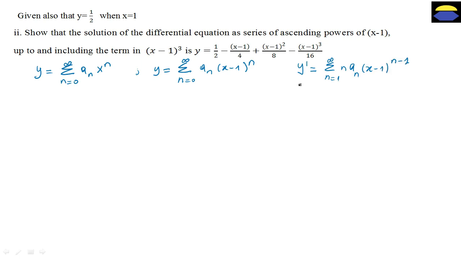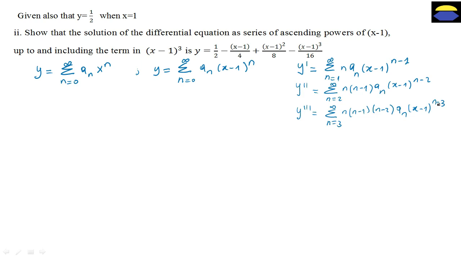So you agree with me that the second derivative is just going to be starting from 2 to infinity, and I'll bring down the n minus 1, a sub n (x minus 1) to the power n minus 2, and that the third derivative will be starting from 3 to infinity, n times (n minus 1), I bring down the n minus 2, a sub n (x minus 1) to the power n minus 3.